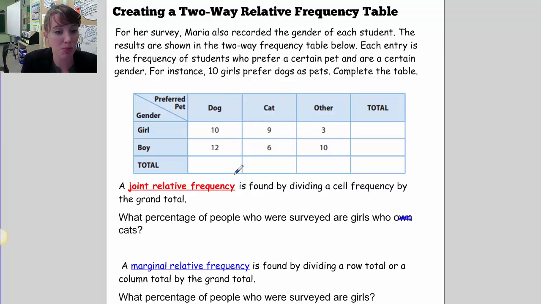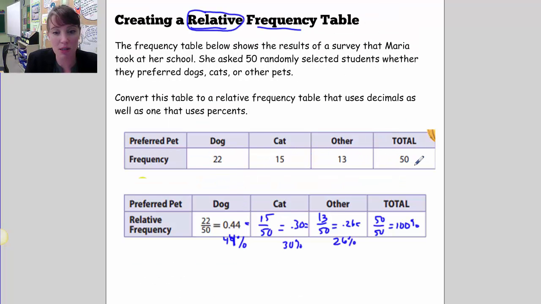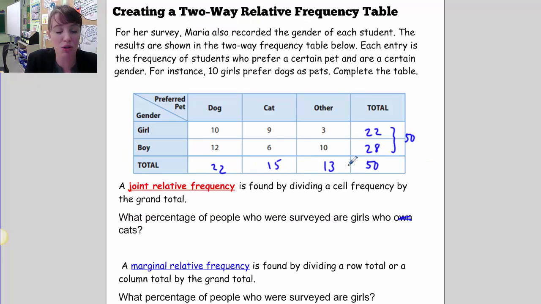We're supposed to complete the table. This is fairly easy to do because we add these two together to get 22, the total people who said they prefer dogs. Cats was 15, this was 13. If we add across, we get 22, and then 28, and together this is 50. If I add these two together, I get 50, and if I add across, I get 50. What we had before was this last row, which she took and identified as the girls versus the boys.